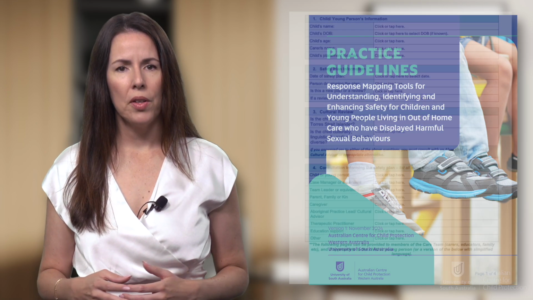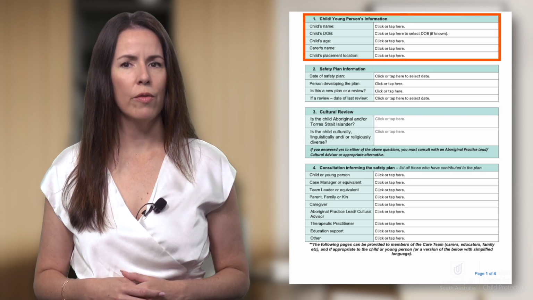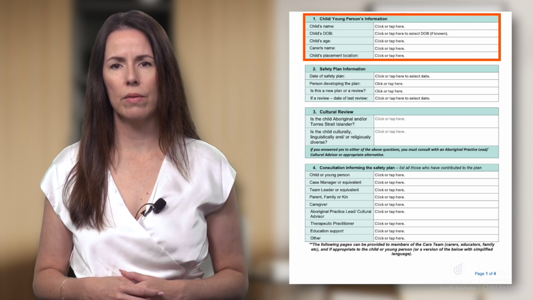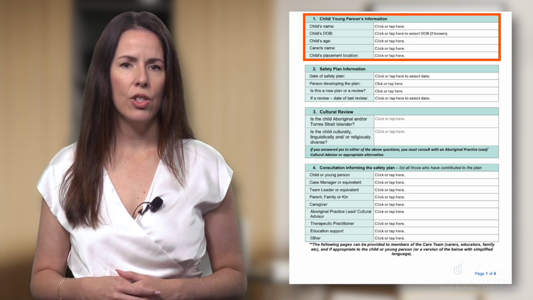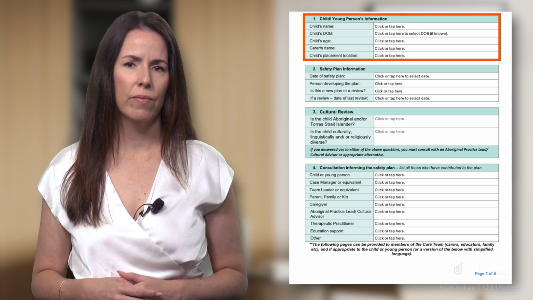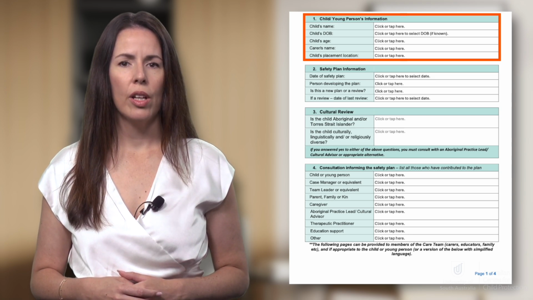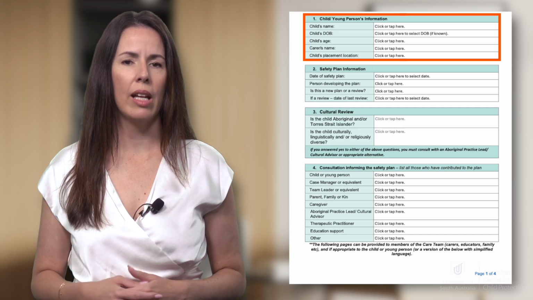Let's start with the first section of the plan, where we collect some basic but important information about the child or young person. You'll enter their name, date of birth, age, as well as the name of their carer and their current placement location. This information helps us ensure the plan is personalised and relevant to the child's unique situation.